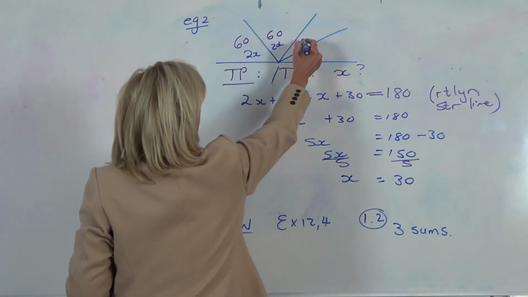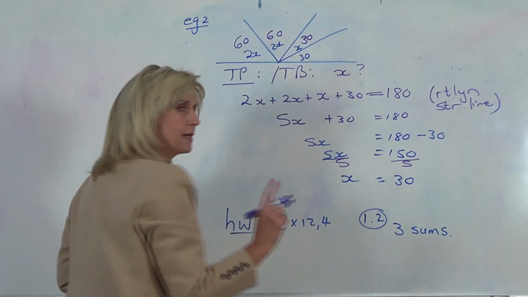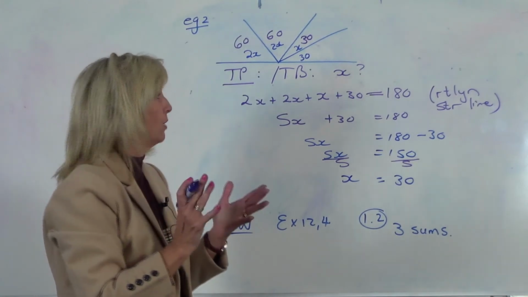And this is just 1 times x, which is just 30. Does everything check out?